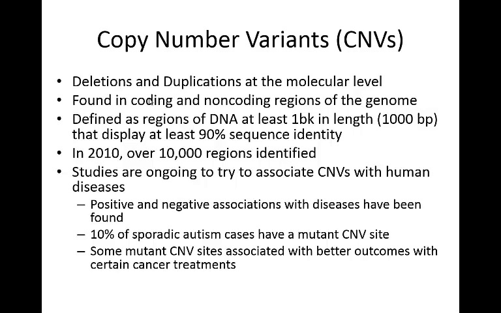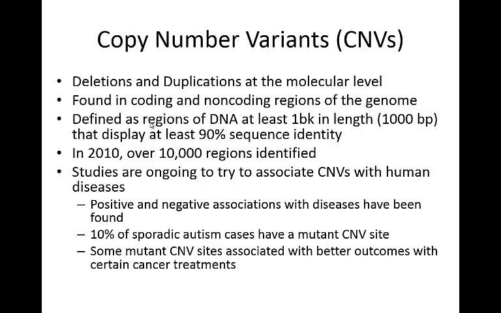We define them as regions of DNA that have at least 1 kb in length, or 1,000 base pairs in length, that happen to display at least 90% sequence identity to one another. So there have been some ongoing studies trying to identify them in humans, like how many is normal for different genes or different regions, and they found that over 10,000 different regions have been identified in humans. And so studies are ongoing to try to associate them with human diseases.